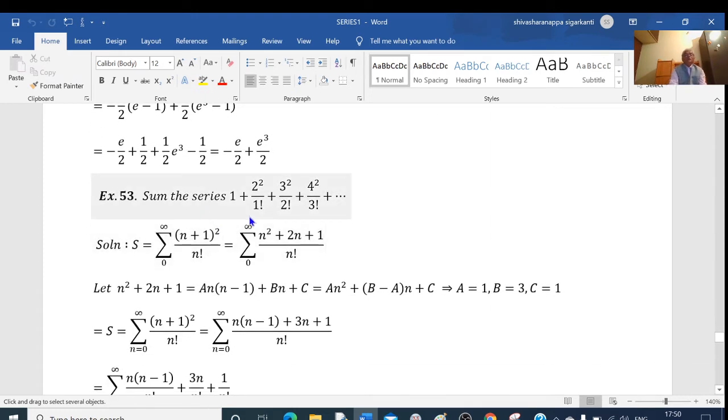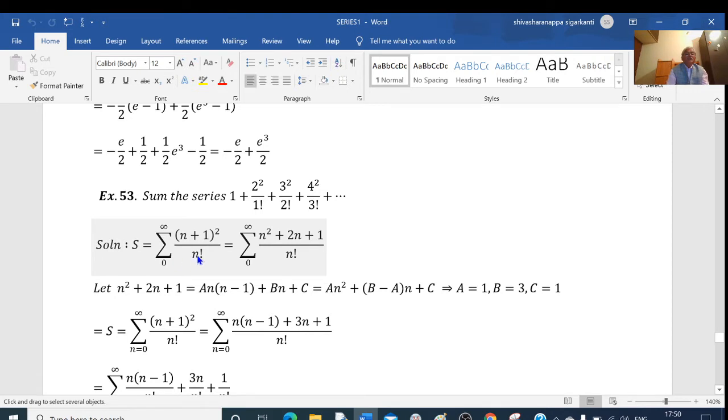Sum the series 1 plus 2 square by 1 factorial plus 3 square by 2 factorial plus 4 square by 3 factorial plus and so on. See the terms here: 1, 2, 3. If I write n factorial in the denominator, the numerator becomes 3, 4, 4, 5, 5, 6, that is n plus 1, so n plus 1 whole square divided by n factorial. And I have to start with n equal to 0 here.